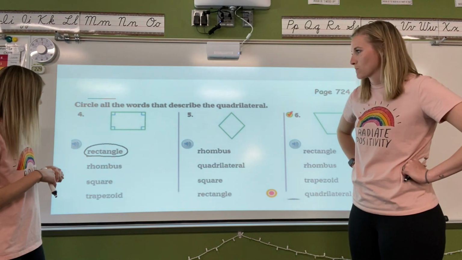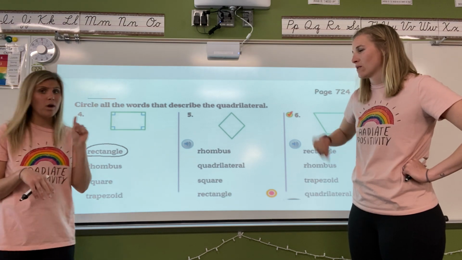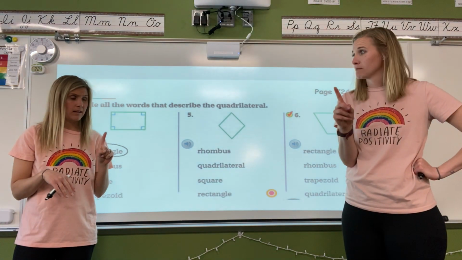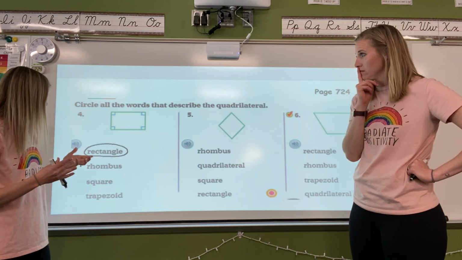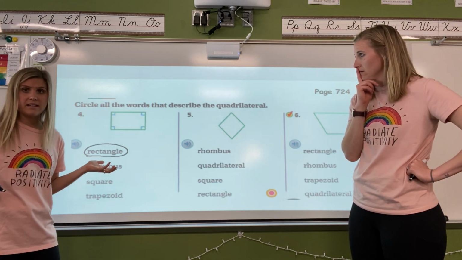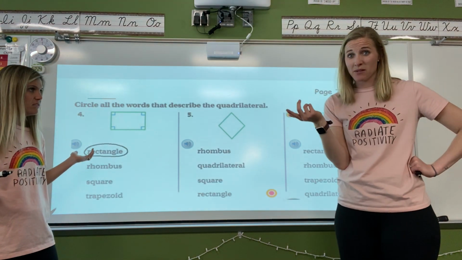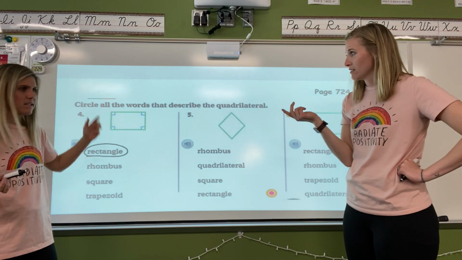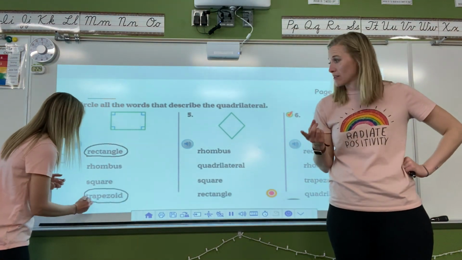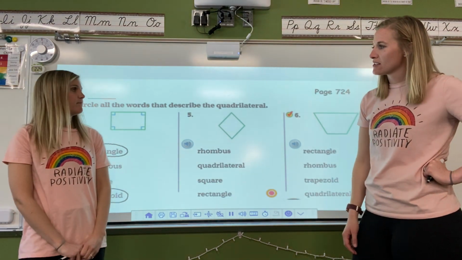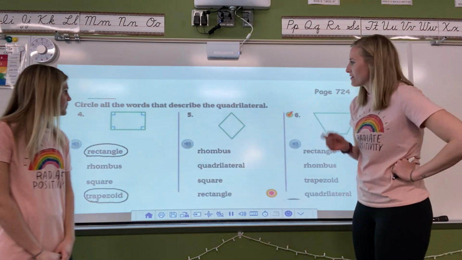Now, is it a trapezoid? Remember it says a trapezoid has to have at least one set of parallel lines. Okay, it has that. And then it needs to have four sides, and it has that. So is this a trapezoid? I think it would be considered a trapezoid, even though it has two sets of parallel lines. It has at least one pair. So that shape is considered a rectangle and a trapezoid. Cool. Let's go to number 5.